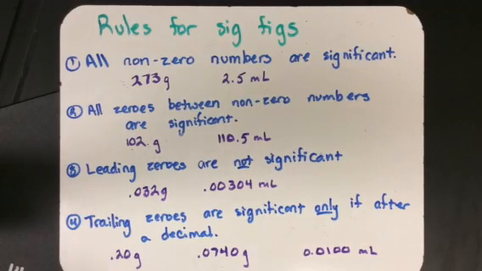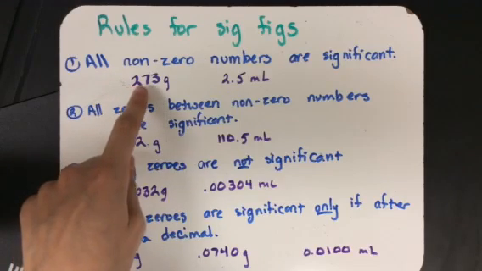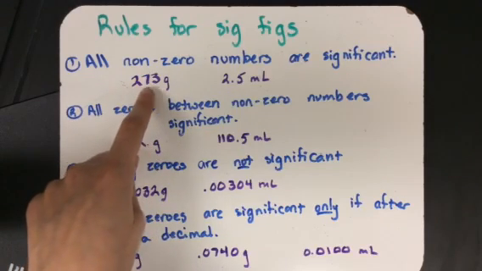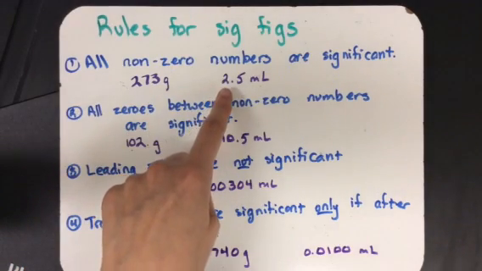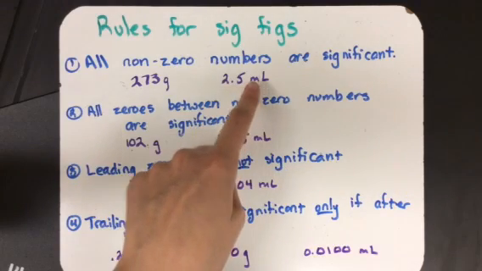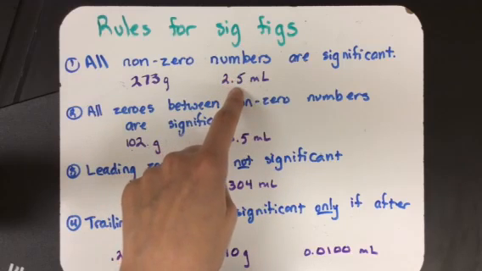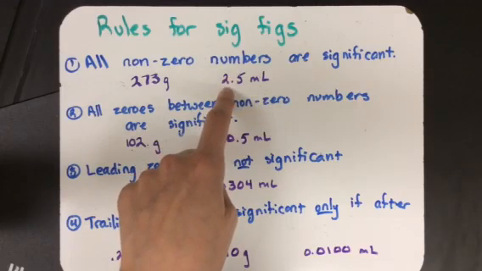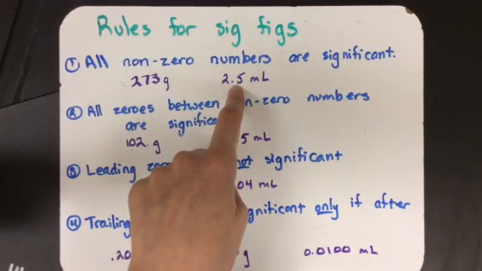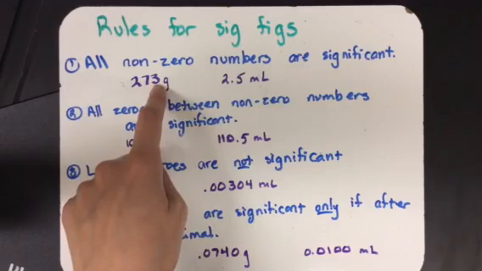The first rule is this: all non-zero numbers are significant. So here you have 273 grams. Every digit there is significant, so this value has 3 sig figs. Here you have 2.5 milliliters. Every single one of those values is a non-zero, therefore each one is significant, and you have 2 sig figs in this value. Now remember, that 2 is a known value, but that 0.5 is estimated. Same for this one. 270 grams is known, but those final 3 grams, that is estimated.